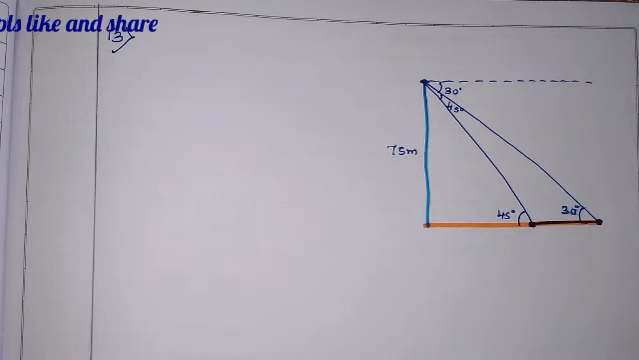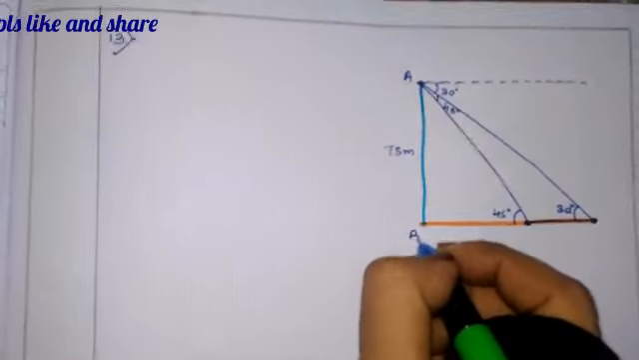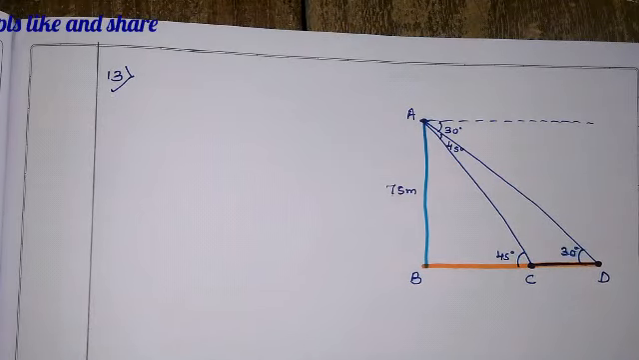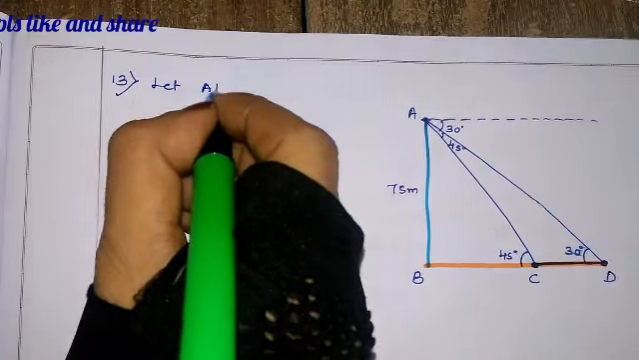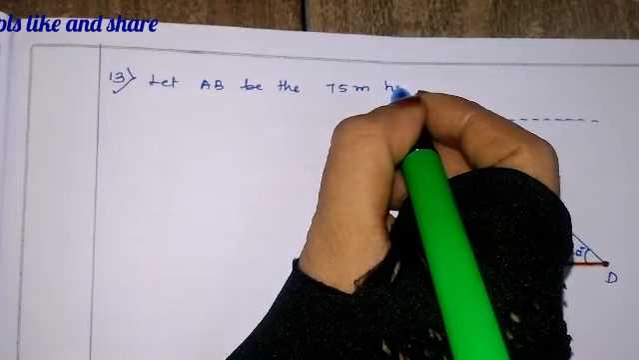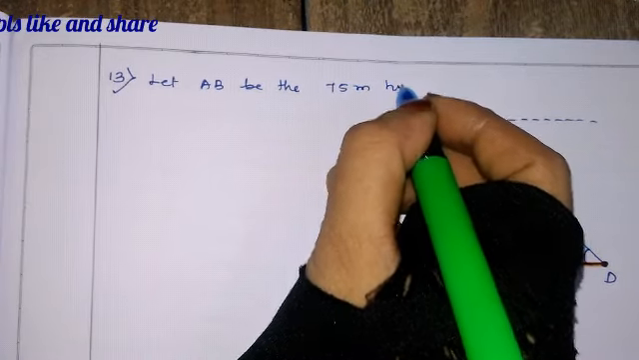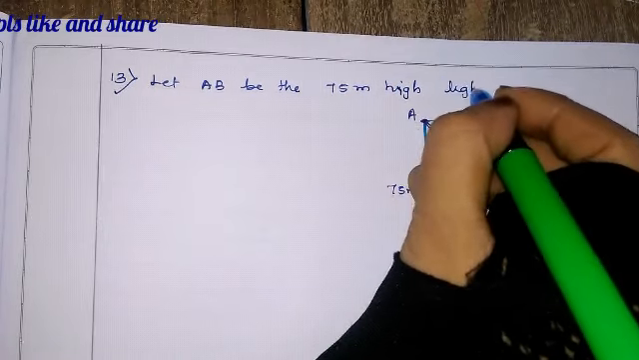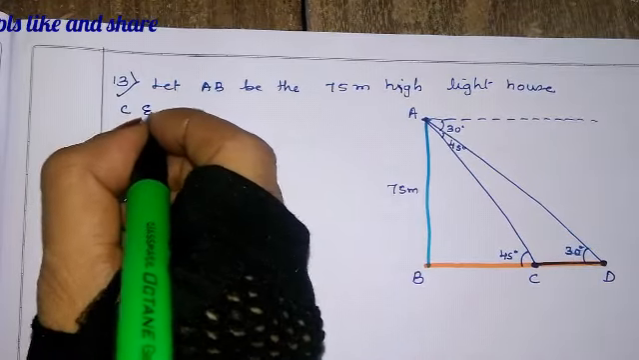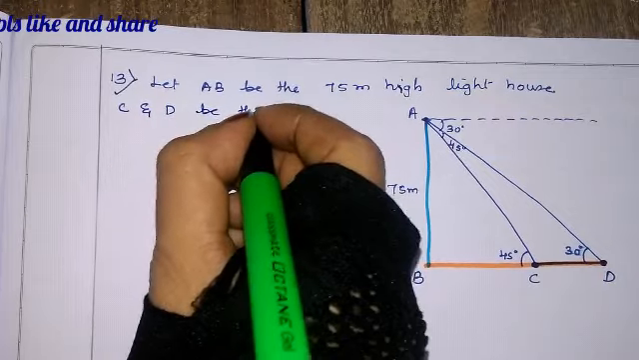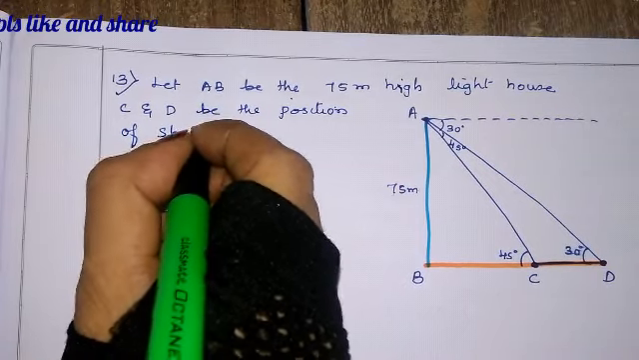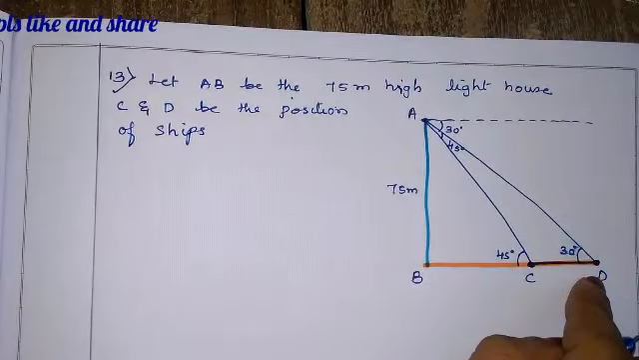We'll give names A, B, C, D. So let AB be the 75-meter high lighthouse, and C and D be the positions of the ships. Now we need to find CD, the distance between the two ships.